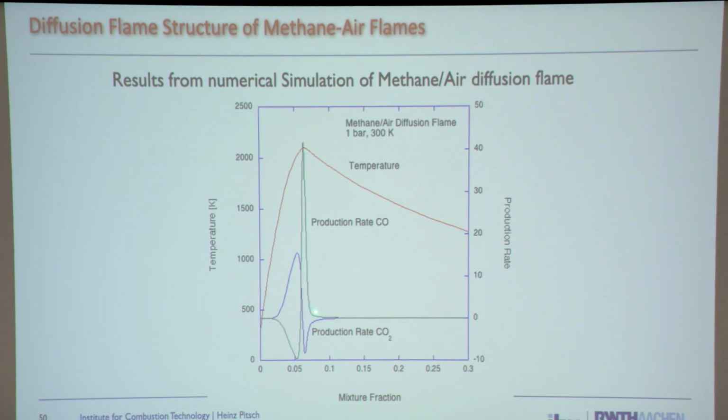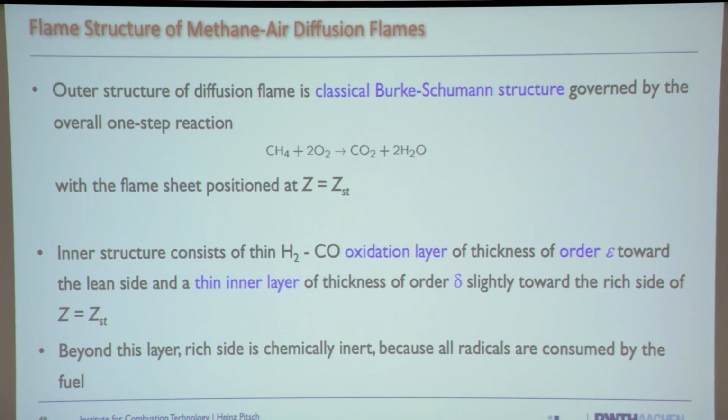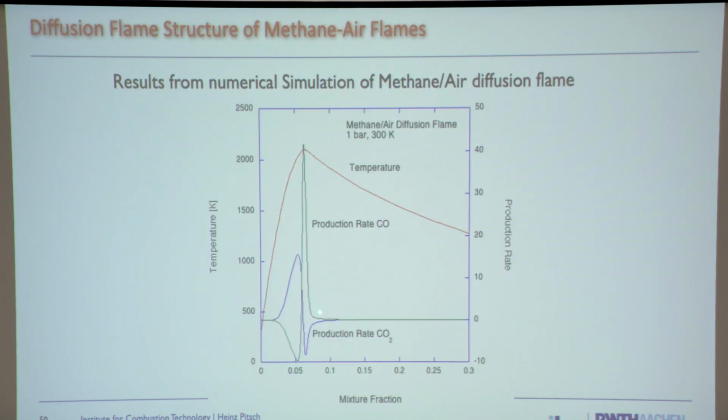In fact, you can also observe this when you look here at these production rates. So you have an inner layer here, and here is the fuel. This is rich. This is where the fuel comes into the reaction zone. And then you come to a point where the fuel is consumed and you form CO. That's where you form CO. And then there's a layer here where the CO is consumed and you form CO2. That's just like for the premixed flame.